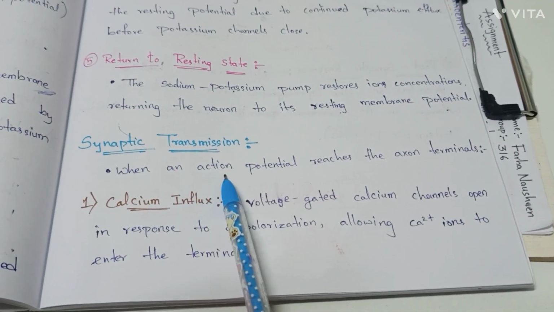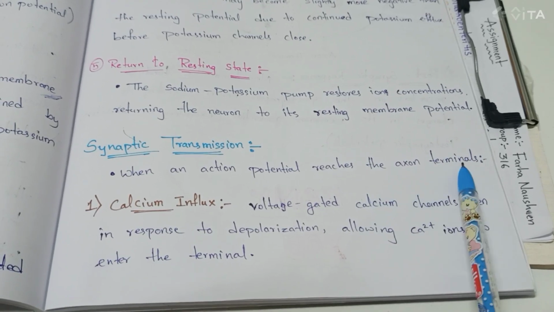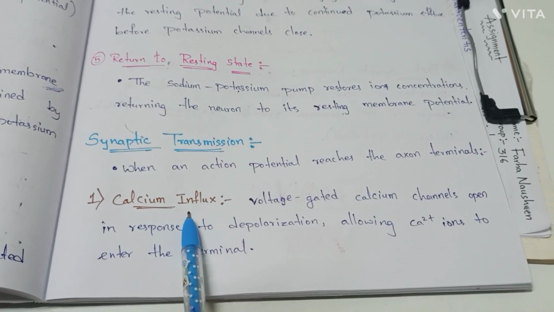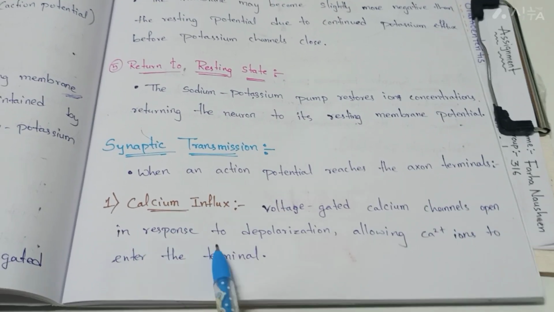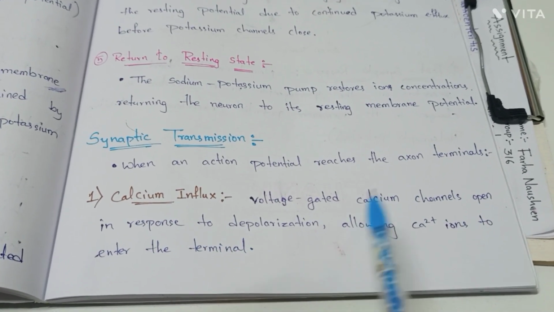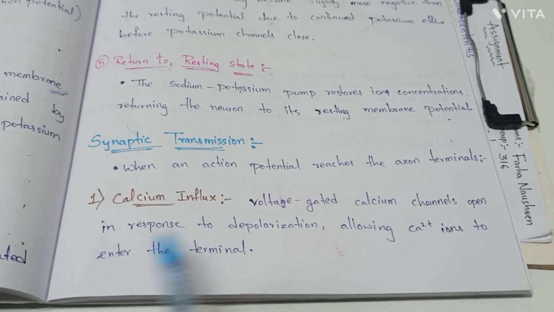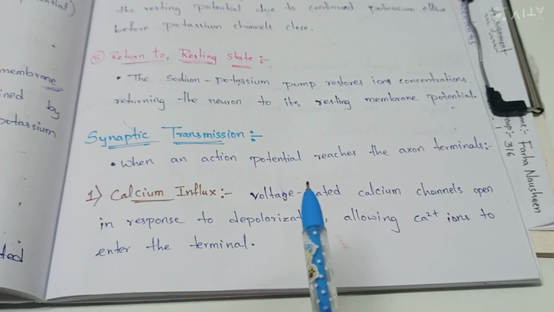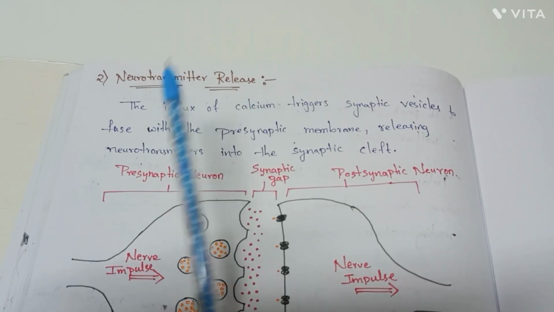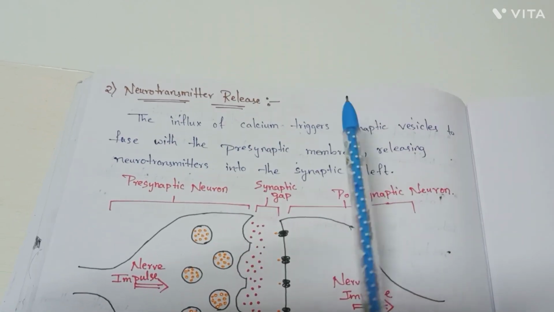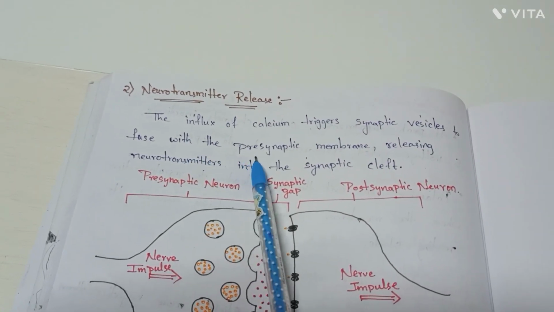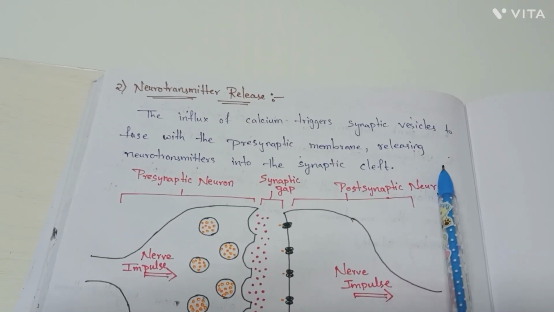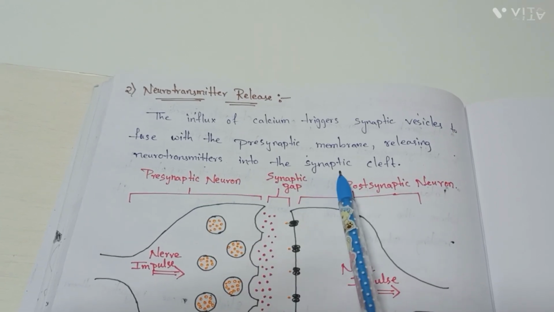Synaptic transmission. When an action potential reaches the axon terminals, first, calcium influx. Voltage-gated calcium channels open in response to the depolarization, allowing calcium ions to enter the terminal. Neurotransmitter release. The influx of calcium triggers synaptic vesicles to fuse with the presynaptic membrane, releasing neurotransmitters into the synaptic cleft.